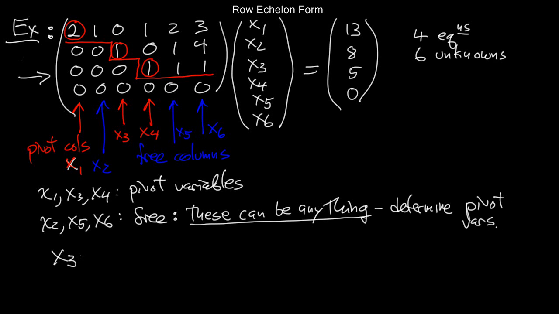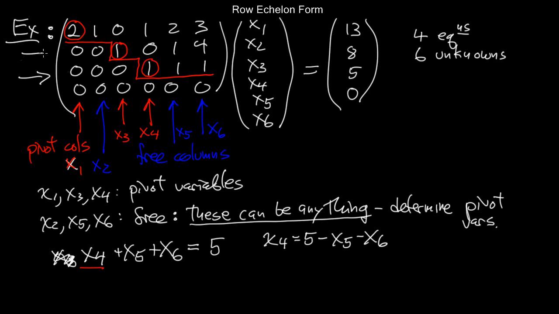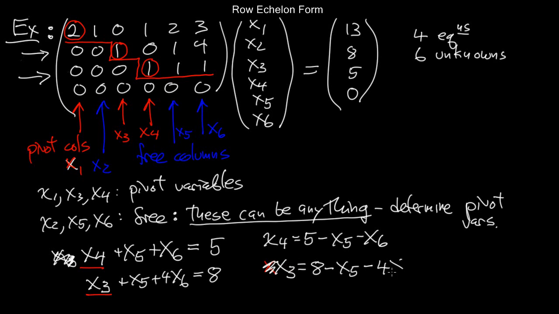So why is that? The third equation, the non-zero equation that you get here, if you write it out, says x4 plus x5 plus x6 is equal to 5. Well, x4 is a pivot variable, and the other two are free, so you move those to the other side and you solve and say x4 is equal to 5 minus x5 minus x6. And then you go back to the previous line and you write out the equation that gives you. And again, you have a single pivot variable here, and you bring the others to the other side, and you conclude that x3 is 8 minus x5 minus 4x6.